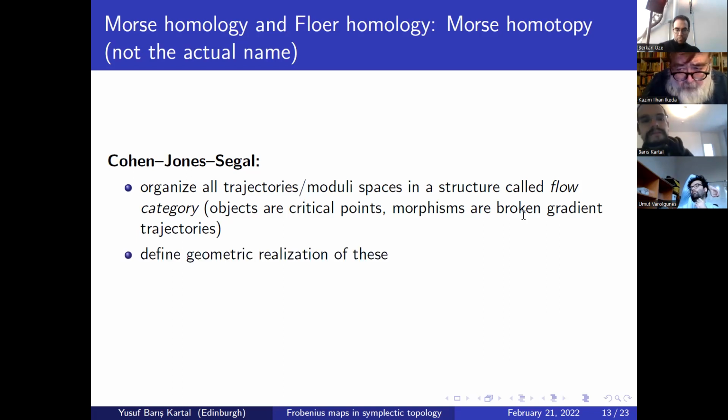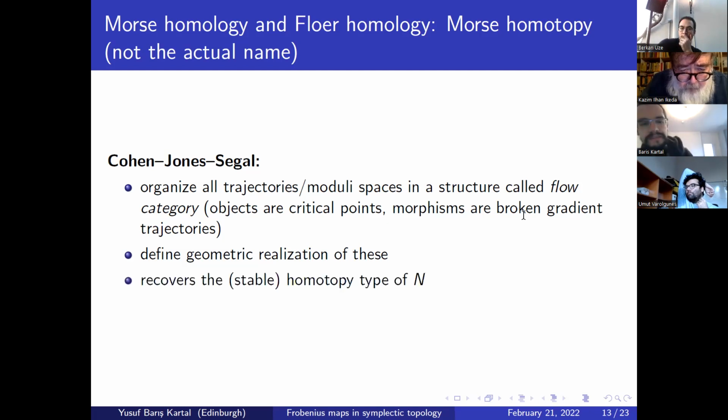And you can define a geometric realization of this. I'm not going to attempt to do that right now. When you have two critical points, you apply one-point collapse to the moduli of trajectories between them, and then use that to define the geometric realization. And this recovers the stable homotopy type of the manifold that you started with. So you can now evaluate it against every extraordinary cohomology theory, any generalized cohomology theory, using Morse theory.